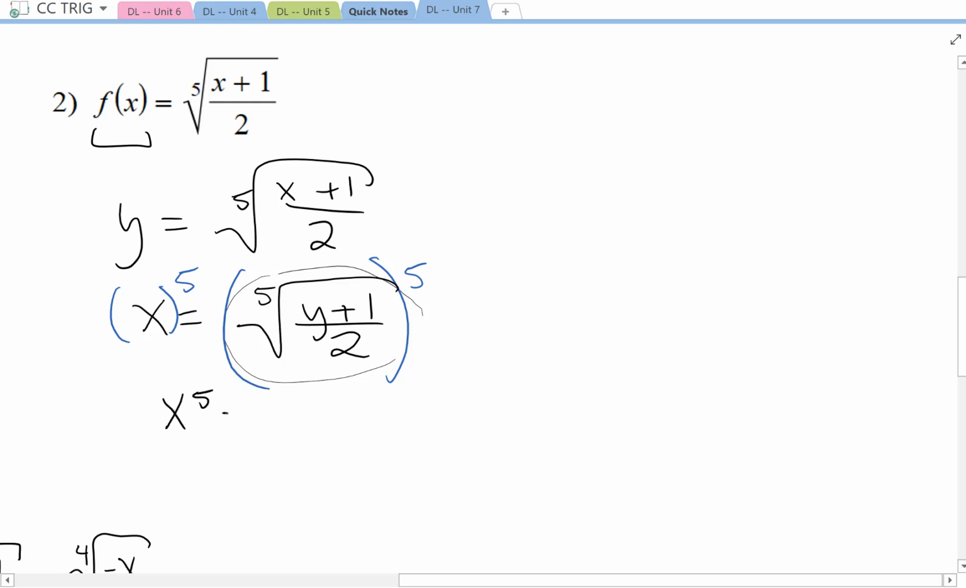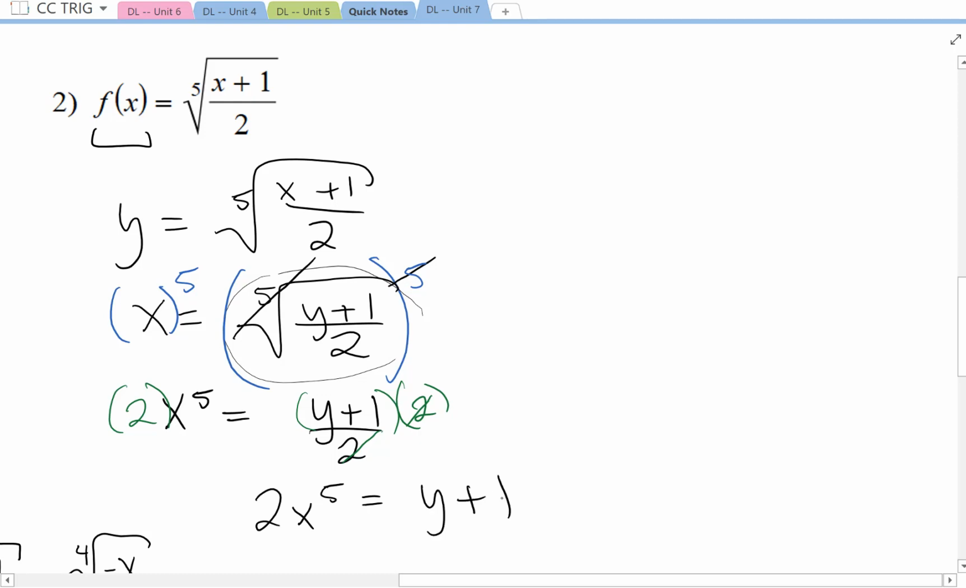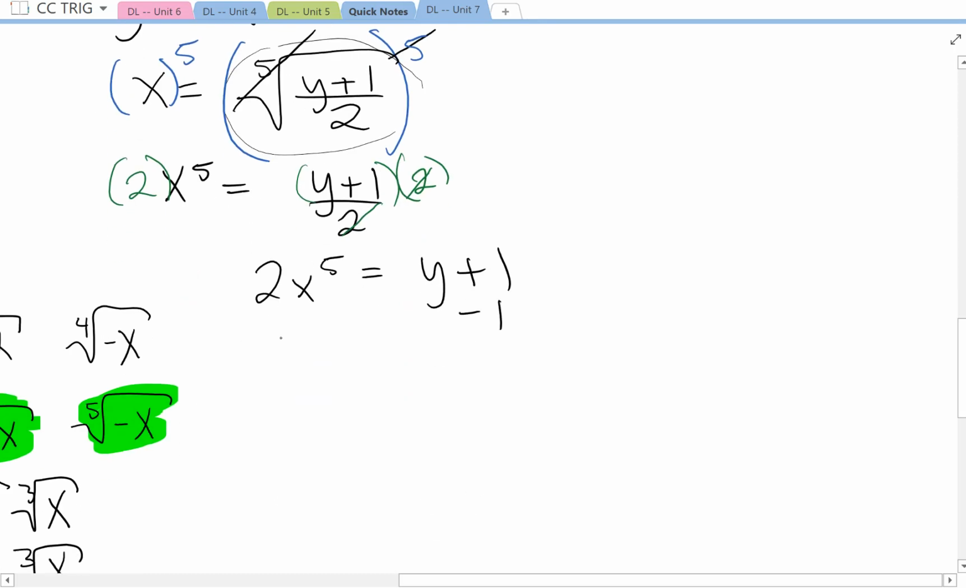X to the fifth is equal to, now the root is gone, you still have a fraction, y plus 1 over 2. If you're taking some quantity, y plus 1, and you're dividing by 2, and you want to get that 2 out of the denominator, what do you do? You times both sides by 2. Okay, 2 over 2 is just 1. So on the left side, you have 2x to the power of 5 is equal to y plus 1. Almost done. Subtract 1 on both sides, and y is equal to 2x to the power of 5 minus 1.